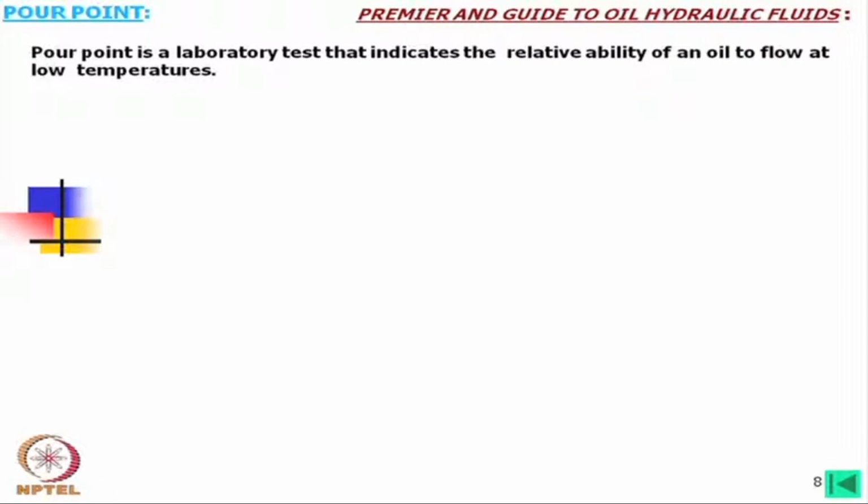Now, we will come to pour point. Pour point is a laboratory test that indicates the relative ability of an oil to flow at low temperatures. It is determined in this way: you take some oil in a beaker and cool it down, and then you try to pour that oil into another container. You will find one point where oil is no longer pouring from the beaker. That temperature, which is definitely low, is the pour point.